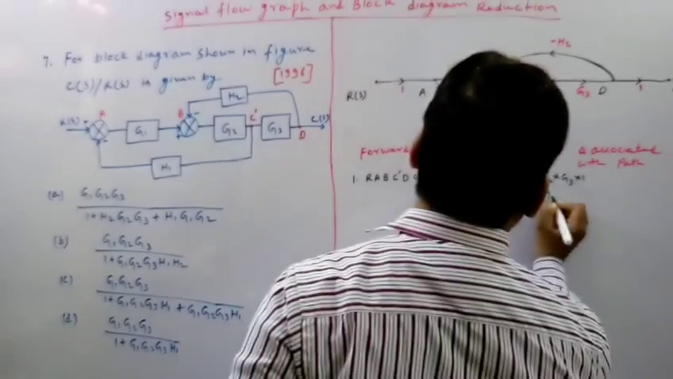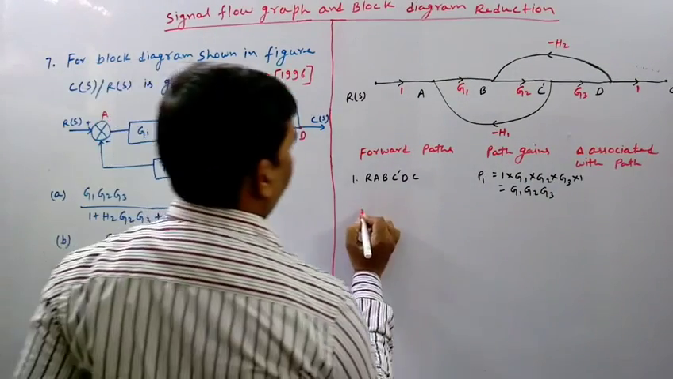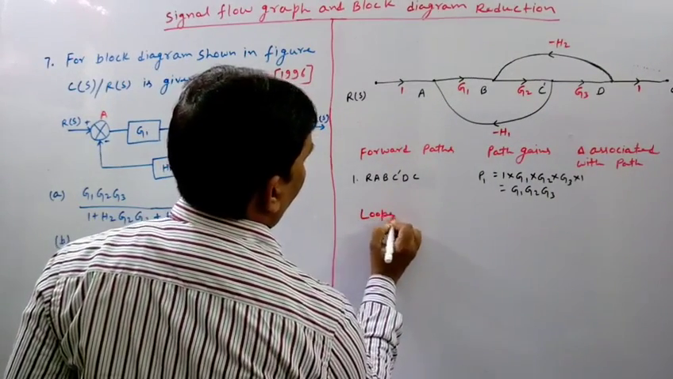Okay. Now what are the loops? So let us write here loops, and here loop gain.